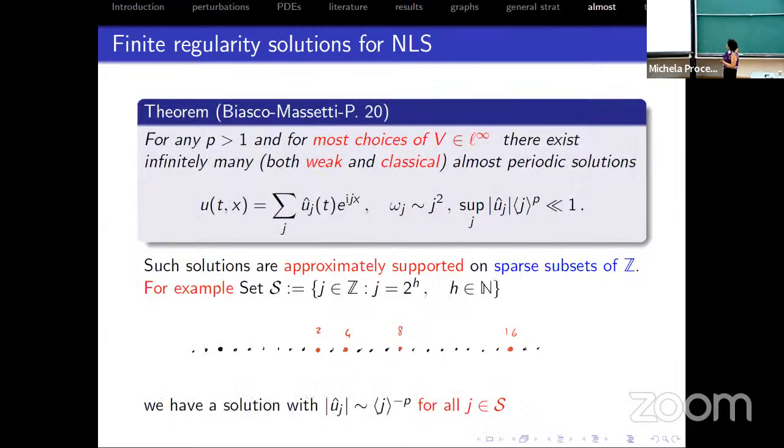Actually, I know a bit more. These solutions are approximately supported on some sparse subset of the Fourier index set. Here I am in 1 dimension, so j lives in Z. What does it mean? It means that I take a set with lots of holes, for instance j equals 2^h. And what I can tell you is that û_j is bounded from below and from above by |j|^(-p), but only on these red sets, which means that the solution has very low regularity, so it cannot be a classical solution. But it also means that it is extremely special.